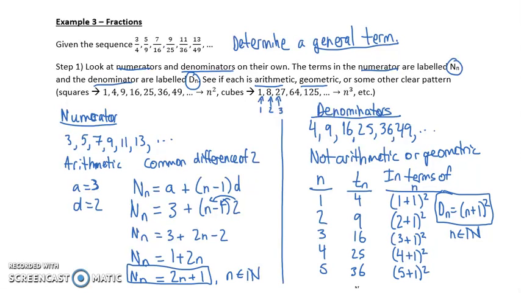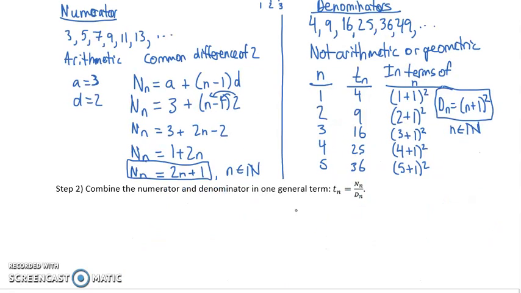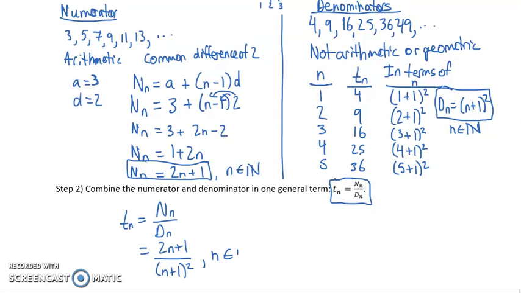And then you put those two together. I'm going to do that below. We combine the numerator and denominator to get a single general term. So Tn is equal to Nn over Dn. Well, I'll just sub those in. 2n plus 1 over n plus 1 all squared, where n is a set of all natural numbers. And there you go. There's your final general term for that sequence.